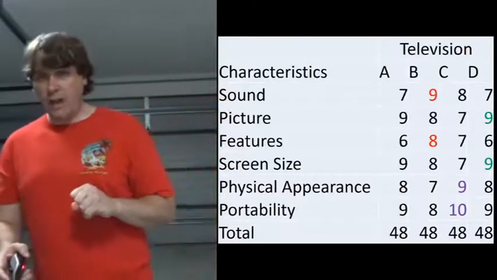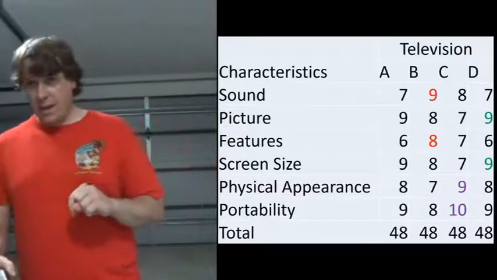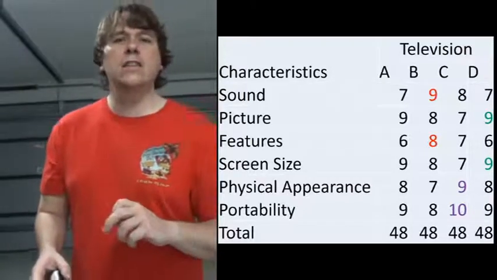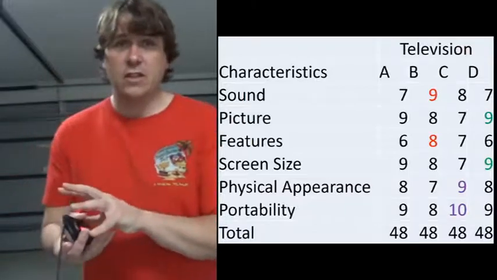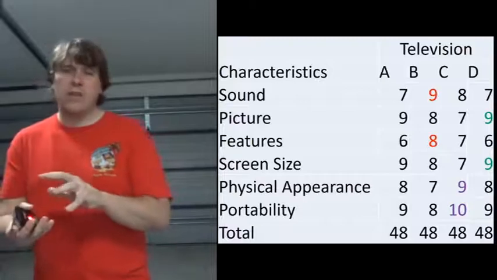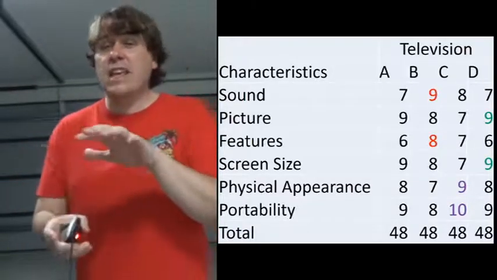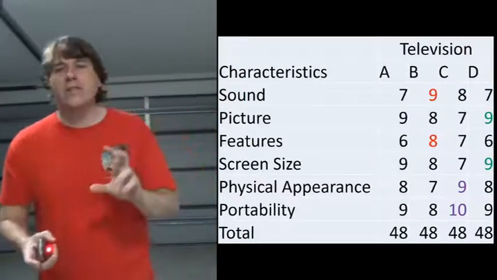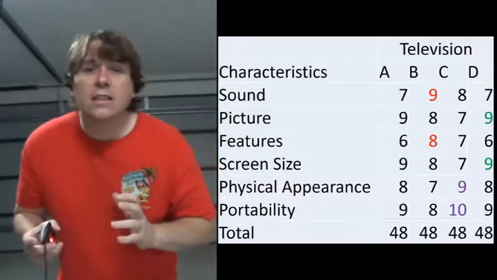Okay, so now let's look at television D compared to television C. Television D has a picture score of 9, and television C has 7. So noticeably, television D has a better picture than television C. And it also has a noticeably bigger screen size, a 9 versus a 7. Whereas all the other characteristics are very similar, and again, you can't really tell the difference between them. So you compare television C and television D. Television D is actually the superior television.